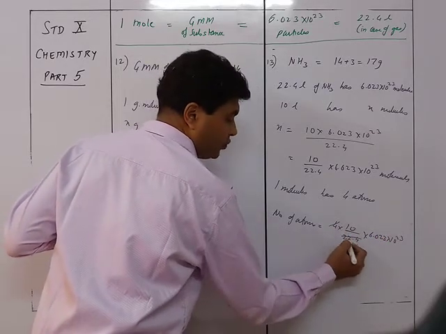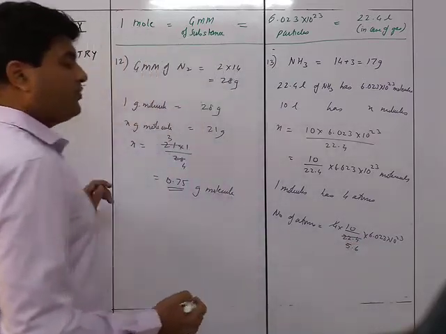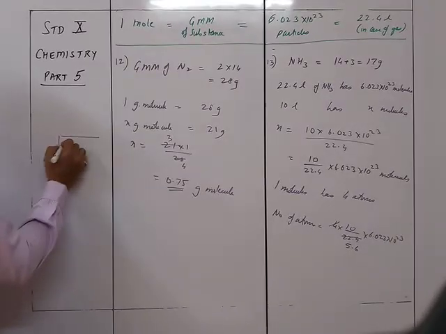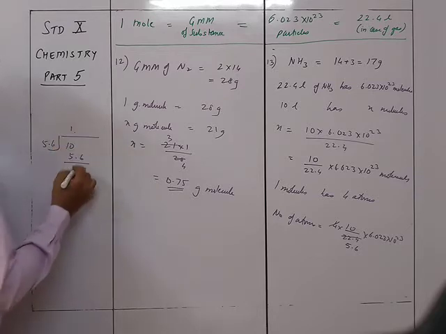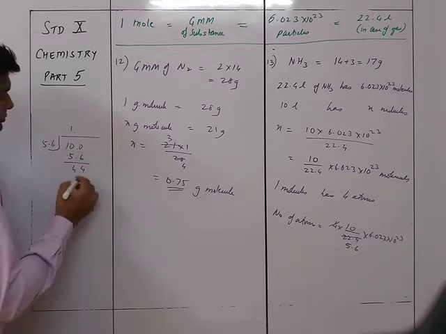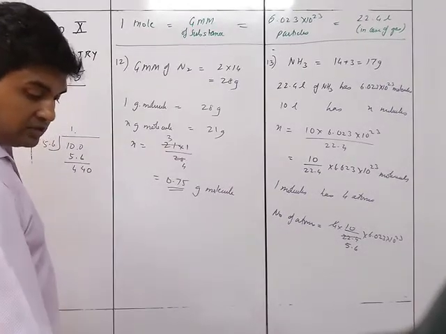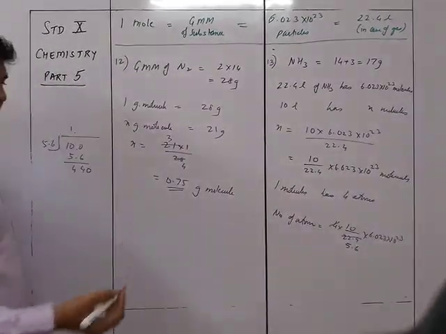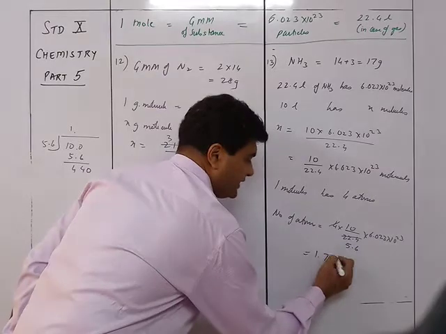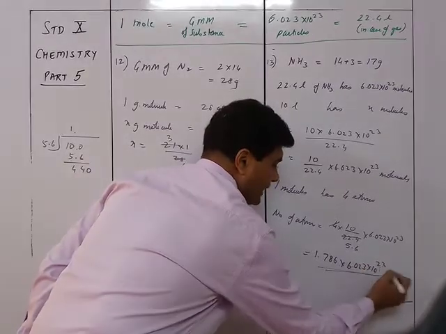So dividing by 4, we get 10 divided by 5.6. That's going to be tough. It is 1.786, you can check it out. That is nothing but 1.786 into 6.023 into 10 raised to 23 atoms.